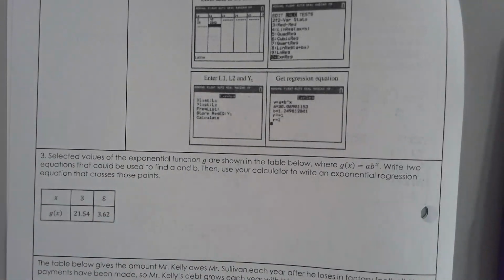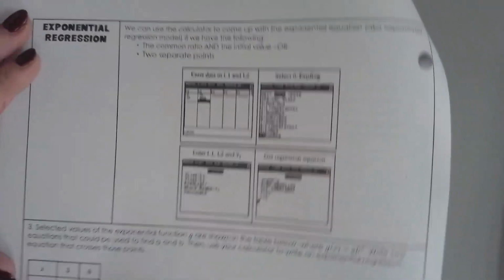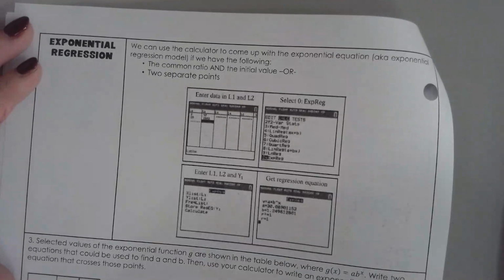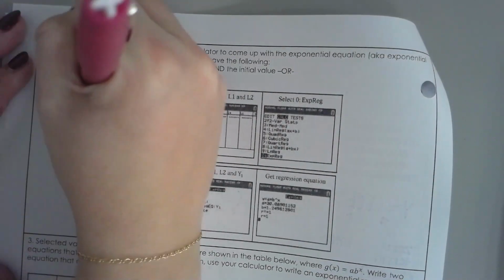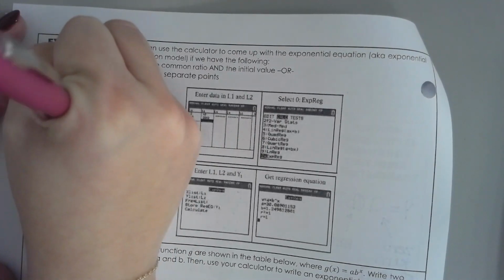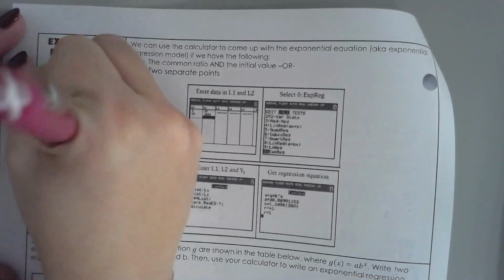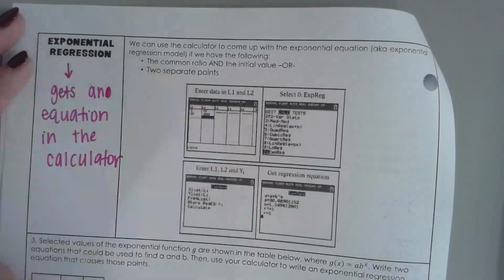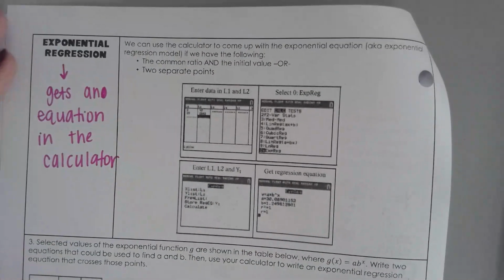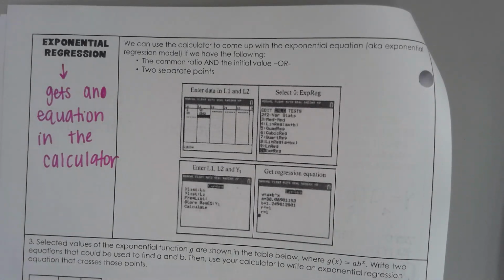Alright, now the other thing we're going to get into is something that we have talked about. It is regression. Basically, regression in your calculator just gets an equation in the calculator. So you can use a calculator if you have a table of points to get your equation.